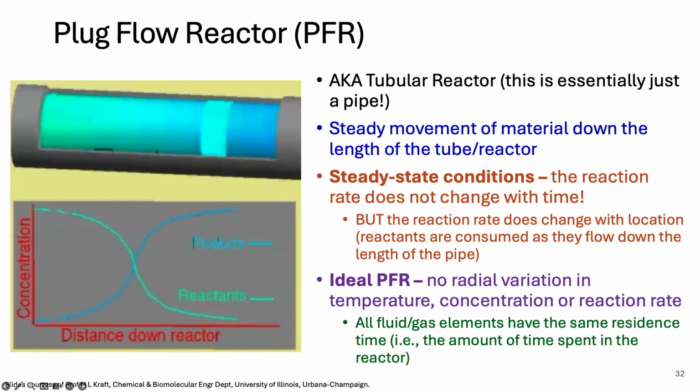We can also assume ideal conditions for a PFR. In that case, that means we assume that there's no variation in concentrations radially. Okay, we just have concentration variation axially as the contents move down the reactor. That'll also be true for temperature and therefore also for the reaction rates.